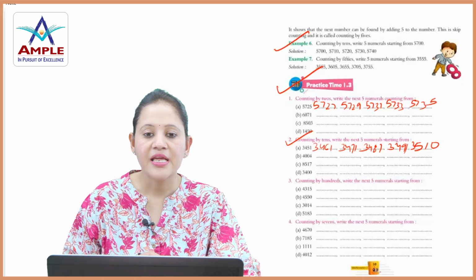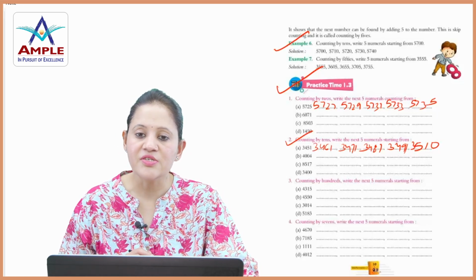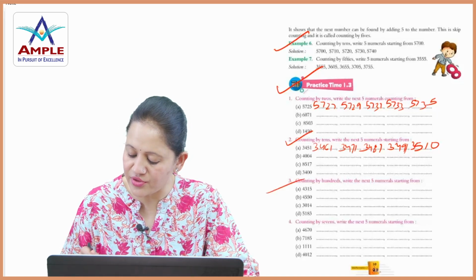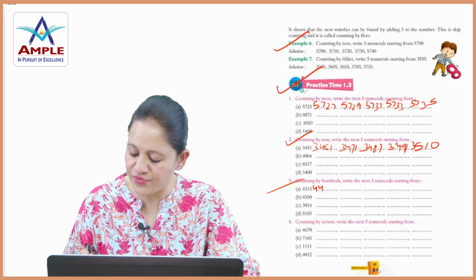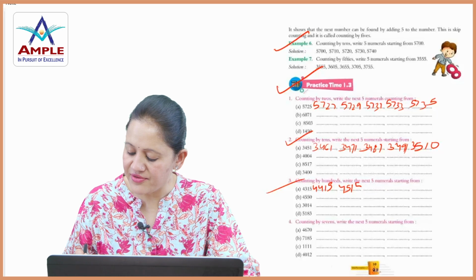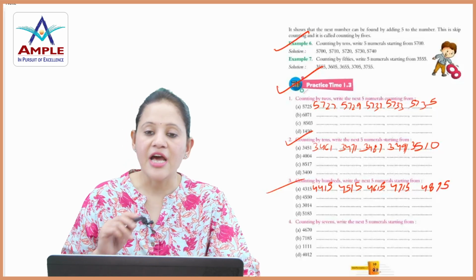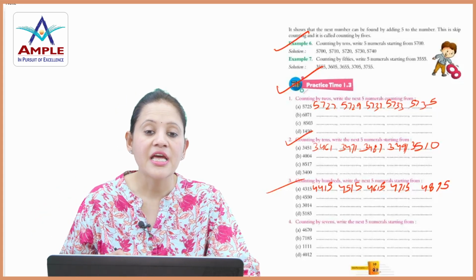Clear? Next, counting by hundreds, write the next 5 numerals starting from 4315. We have to add 100 every time. So 4415, 4515, 4615, 4715, 4815. Every time we are adding 100 to the previous number to get the next number.